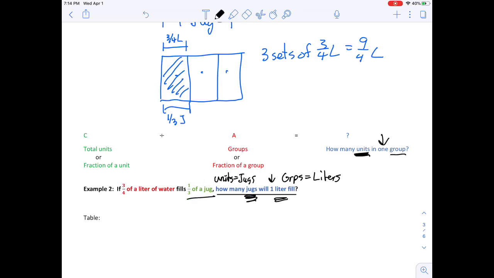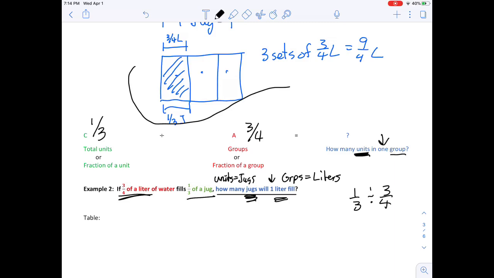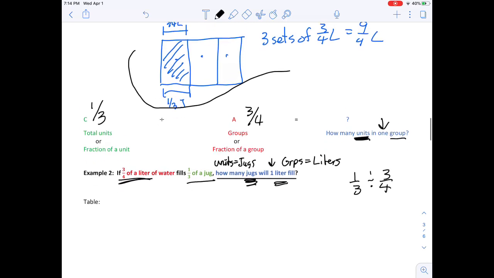So this time, my jugs, let's see, 1/3 divided by my groups. My groups in this case are liters, divided by 3/4 is going to give me my number of units in 1 group. So this is the division problem, 1/3 divided by 3/4. In the previous problem, it was 3/4 divided by 1/3. So let's do a table again.